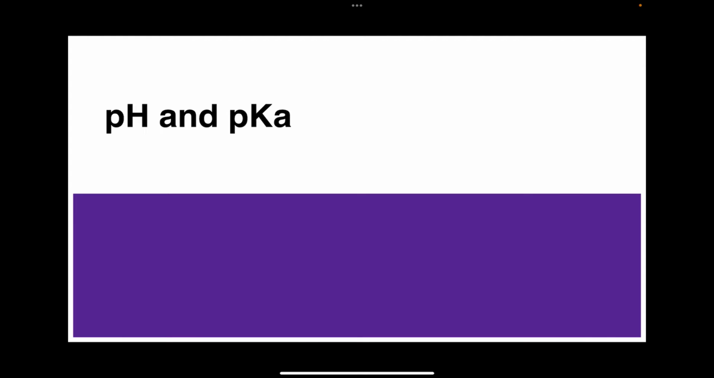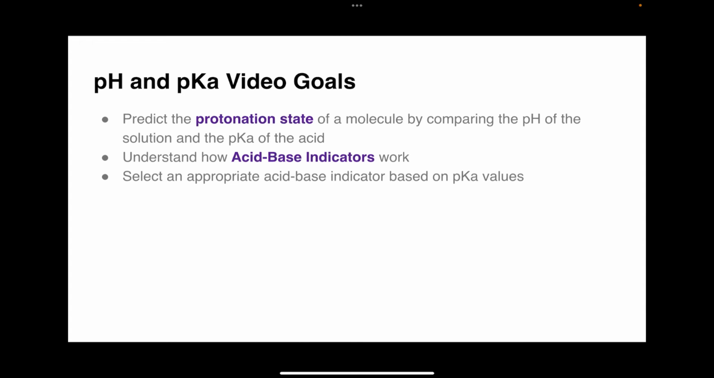Welcome to the pH and pKa video. By the end of this video, you should be able to predict the protonation state of a molecule by comparing the pH of the solution and the pKa of the acid. You should understand how acid-base indicators work, and you should be able to select an appropriate acid-base indicator based on pKa values.